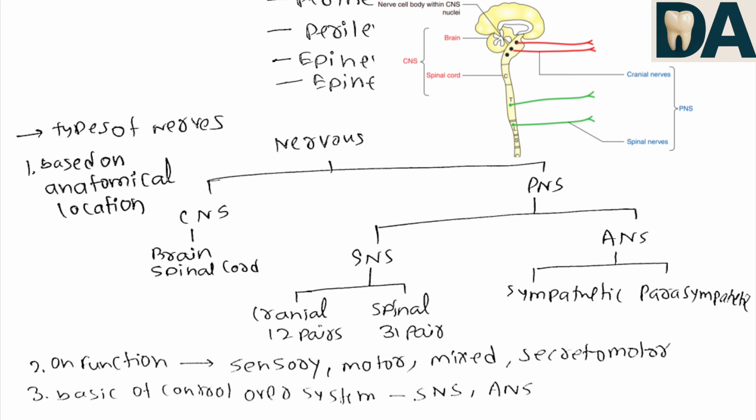Now go to the types of nerves. The nerves of the nervous system of the body are categorized on the basis of anatomical location, function, control of a system, myelination, diameter, and functional component of nerves. First one, on the basis of anatomical location: central nervous system and peripheral nervous system. Central nervous system.